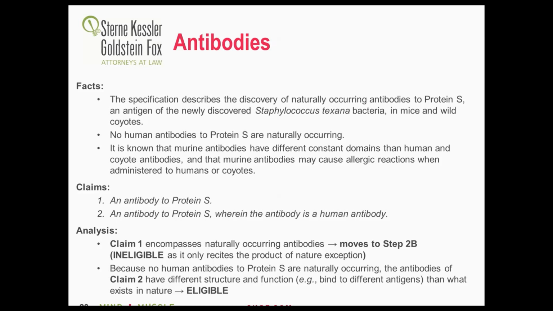And the fact pattern also discloses that, as we know, the injection of mouse antibody or coyote antibody into a human would create some problems with immunogenicity and immune reactions against the antibody. This is something that would not be a problem for a human antibody. And in the guidance, the office recognizes that the difference in immunogenicity between the claimed human antibody and the naturally occurring mouse antibody is also a difference that comes into play when they are looking for markedly different characteristics between the claimed product and the naturally occurring counterpart. So under this fact pattern, where no human antibodies to protein S are naturally occurring, claim 2 to a human antibody to protein S would be patent eligible.